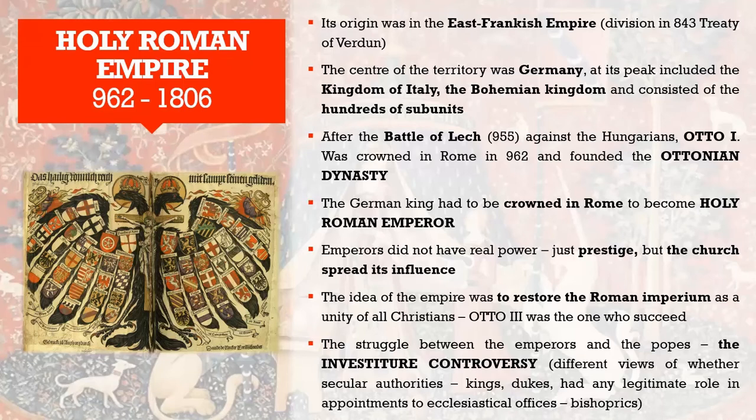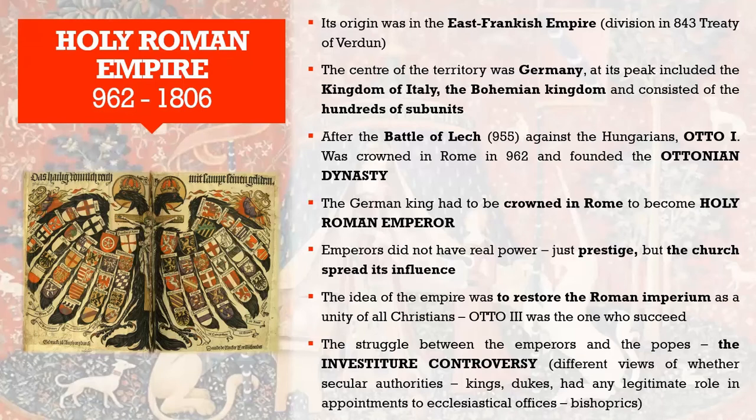The idea of the empire was to restore the Roman Imperium as the unity of all Christians. So they had a blessing from the Pope to restore that empire. So we know that the Roman Empire was really huge. It spread across all of Europe. But now they wanted to spread also Christianity together with other powers. And Otto I was the one who succeeded.